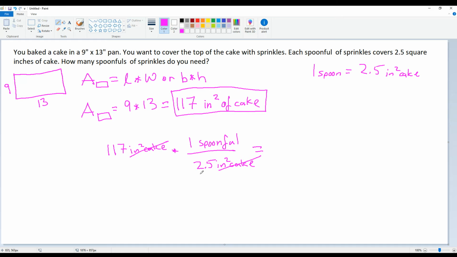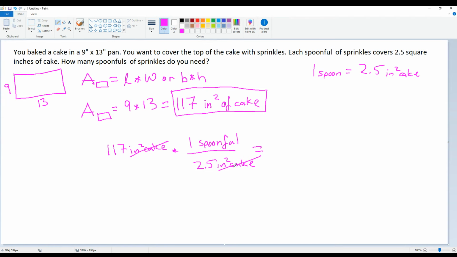Some of you might recognize just intuitively you're going to do 117 divided by 2.5, and that's great. You don't have to write it out this way, but if you don't know whether you're multiplying or dividing, keeping track of your units is a really good way to do it. You want to cancel out the unit you're getting rid of. So if I have square inches of cake, then I need to divide by square inches of cake to find the number of spoonfuls, because then I cancel out the unit I'm not using.